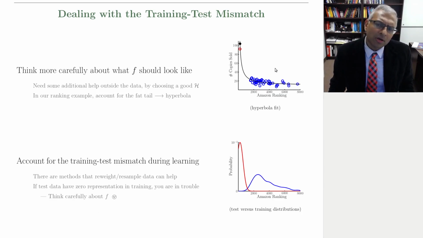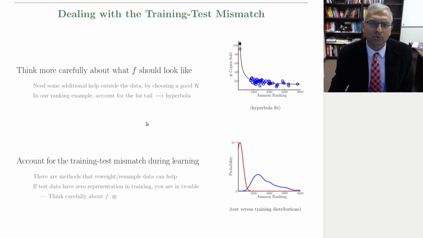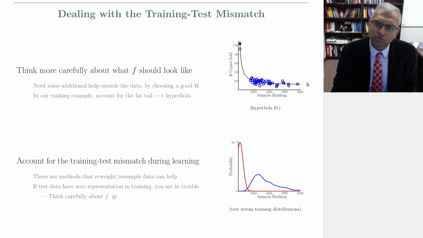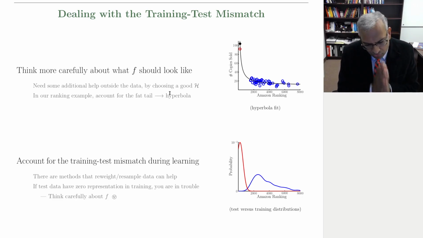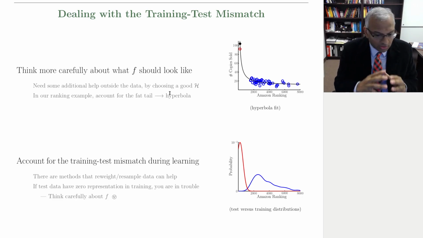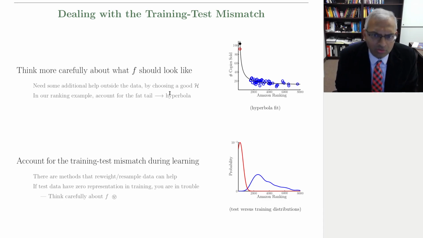On the top right, I'm showing you one example of what you can do, which is that you have to think very carefully. You have to help the learning. You have to think very carefully about what f should look like. In the case of rankings on Amazon, if you're familiar with social processes, you understand there's a fat tail behavior. So you shouldn't use a linear model. You need to use some kind of hyperbola model. And when you do fit a hyperbola model to the blue data, you get a much better prediction. So if you're doing something like extrapolation, or if the training and test distributions mismatch, you have to help the learning a lot. You have to really narrow down what the target function could look like in your choosing of a good hypothesis set.